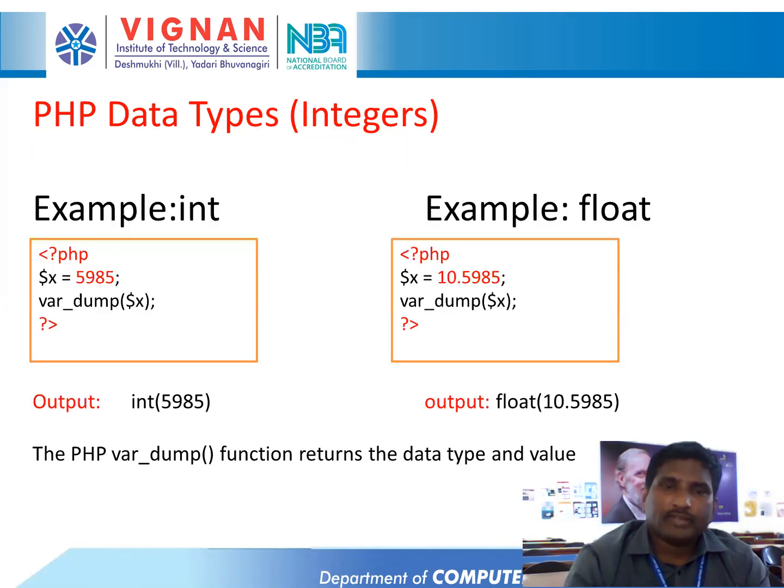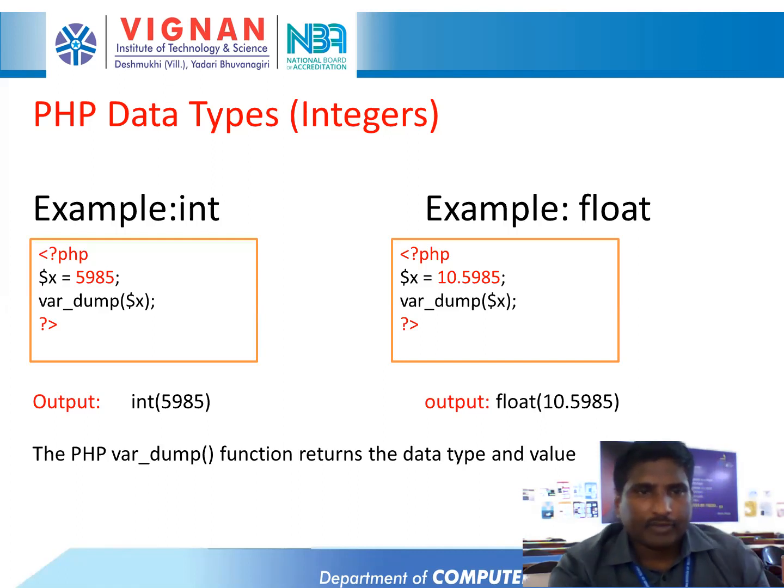Next, this is an example of integers. Here I have written the PHP code. $x is a variable, because variables are declared by using the dollar sign. We are assigning the value 5985 to the variable. var_dump is a function which is used to know about the data type. Here an integer value is assigned to x, so the output will be integer.